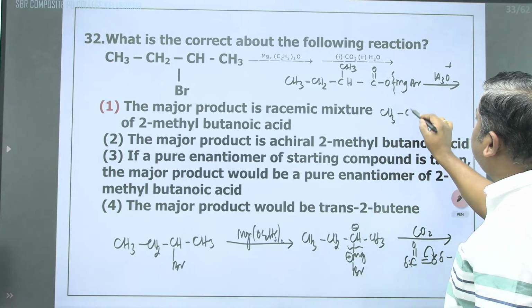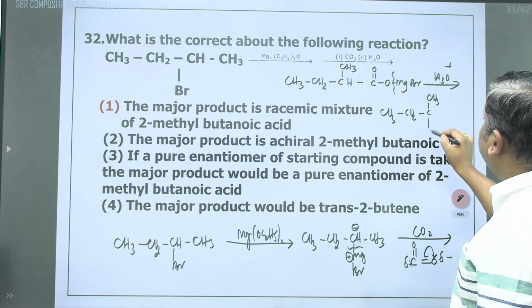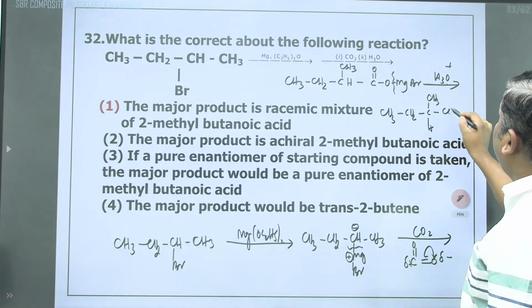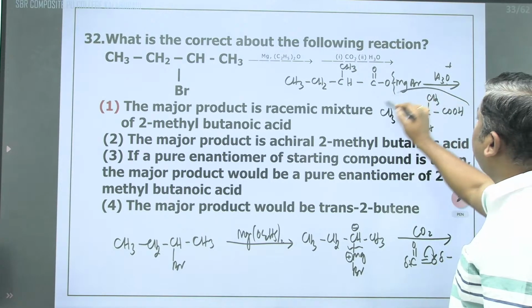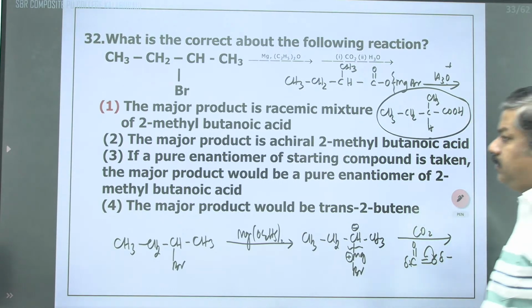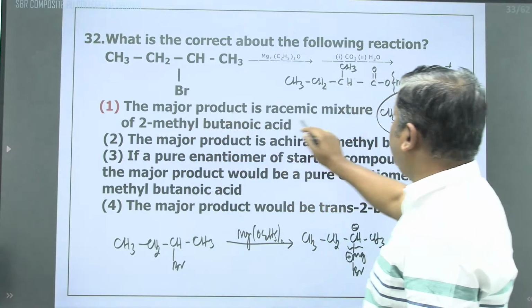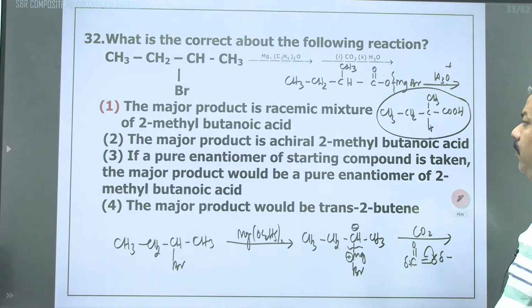Now the compound is CH2, this is C. Next one is CH3, this is H, and after that it is COOH. This is the final compound obtained in this reaction. In this final product, some statements are going to be given. The major product is a racemic mixture of 2-methyl butanoic acid.